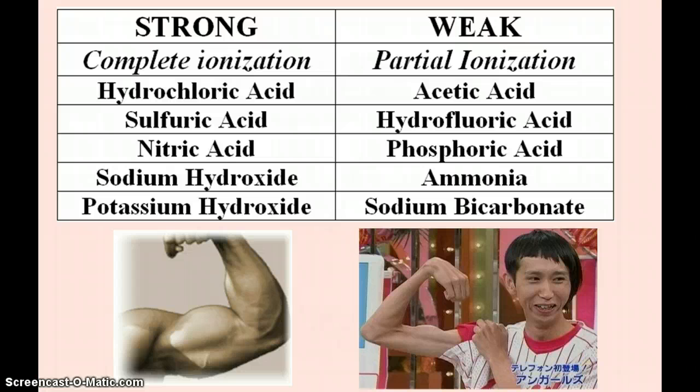As far as strong versus weak is concerned, strong acids and bases have complete ionization, complete breaking down in the water, whereas the weak ones only have partial ionization or dissociation. So we see a list of some strong acids. Hydrochloric, sulfuric, and nitric acids are very strong compared to acetic acid, hydrofluoric acid, and phosphoric acid, which are much weaker. Strong bases, some examples of them: sodium hydroxide, potassium hydroxide, whereas some weak bases, ammonia and sodium bicarbonate, otherwise known as baking soda.